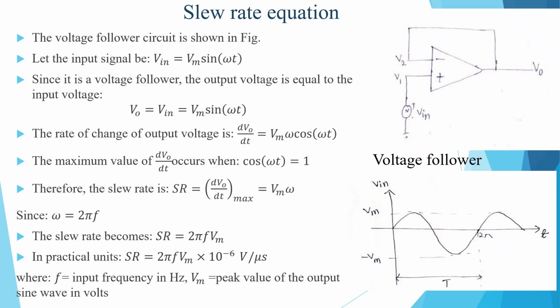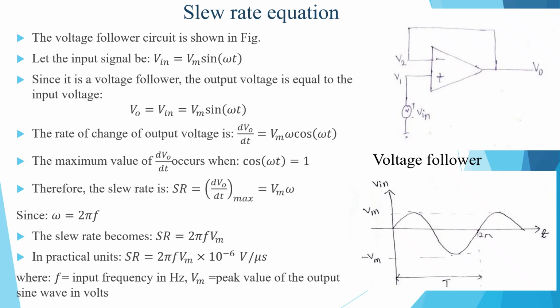Next, we will see the slew rate equation. Consider a voltage follower circuit where the output directly follows the input signal. If the input is a sinusoidal waveform Vin equal to Vm sin omega t, then the output is also the same waveform because the gain of the voltage follower is unity. To determine the slew rate requirements, we calculate the rate of change of the output voltage with respect to time. By differentiating, the sine wave gives dV0 by dt equal to Vm omega cos omega t. The maximum rate of change occurs when cos omega t equal to 1. Therefore, the maximum slope of the output waveform is slew rate equal to Vm omega.